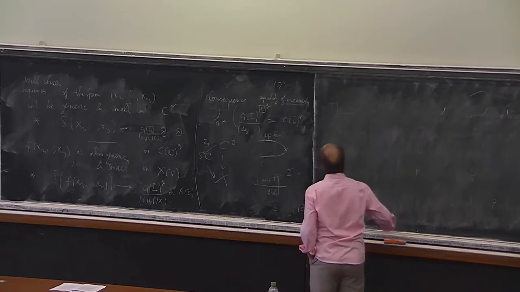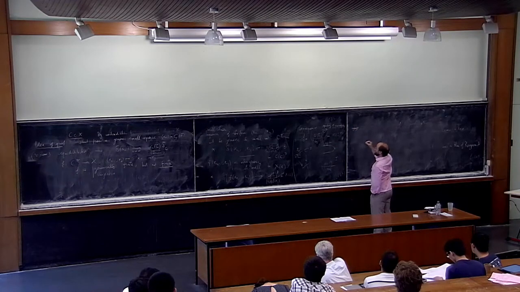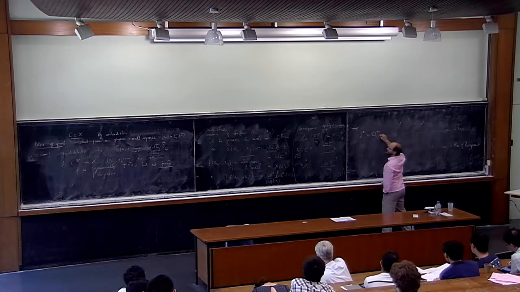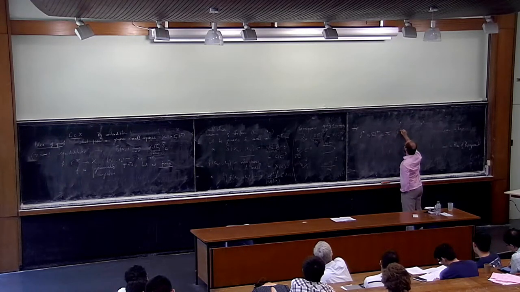So the consequence is that F upper star of c1 of L bar to the g is proportional to c1 of L bar exterior g.